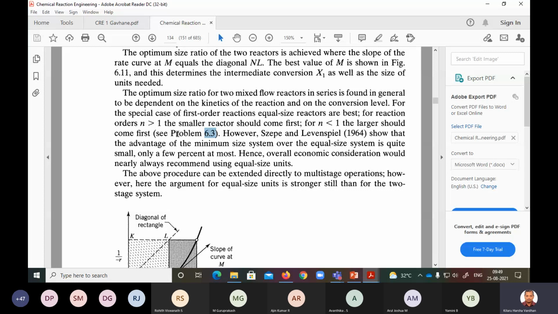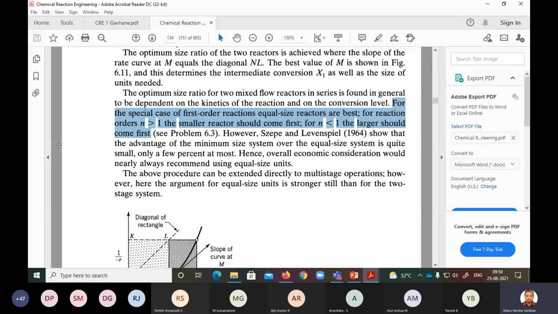This is a very important topic in a lot of GATE questions or even interviews. They will ask: if there are n mixed reactors in series, if the order is 1, what is the best combination? If the order is less than 1, what is the best combination? Out of the best combination, which reactor will be put first, and which reactor will be put second?